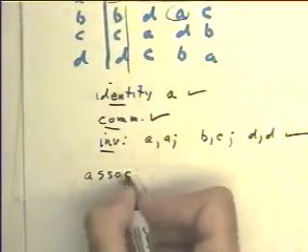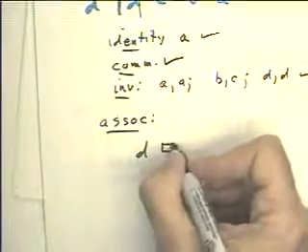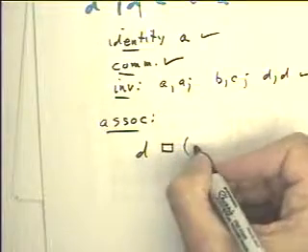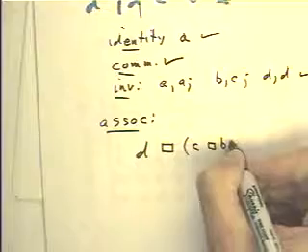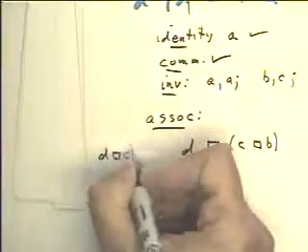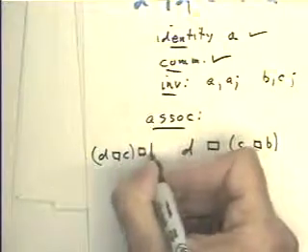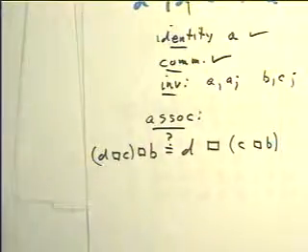Associativity. Let's just check one possible combination. Let's check D. Now the name of the operation is square. D square C square B. And see if that's the same thing as if we do D square C square B. Is this the case?